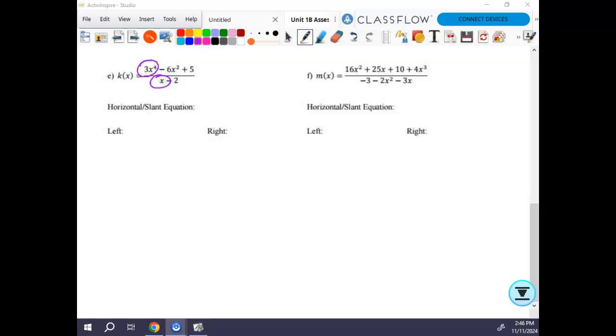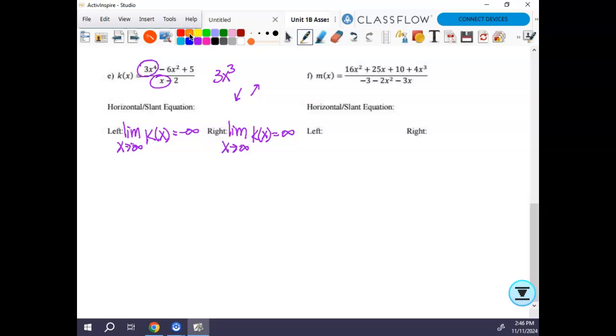So again, this is top heavy, but by more than one. When I divide those out, I get 3x cubed. So that is a positive leading coefficient, odd degree, so it looks like this. So the limit as x approaches negative infinity of k of x equals negative infinity, and the limit as x approaches infinity of k of x would be infinity.